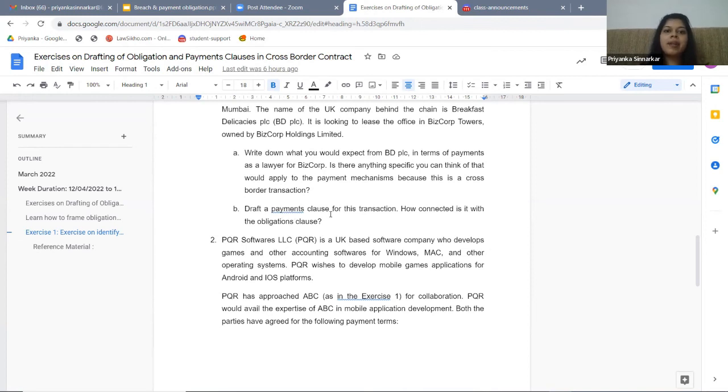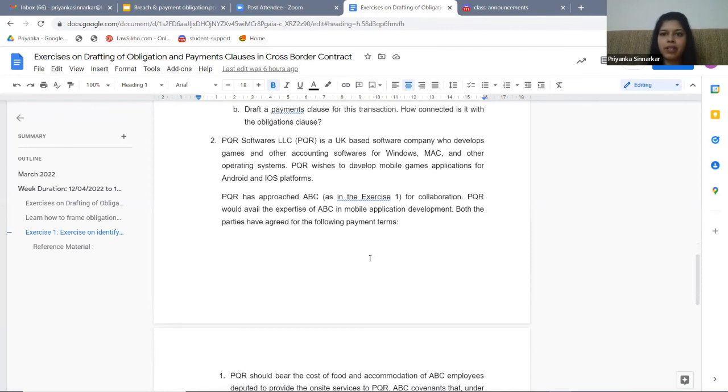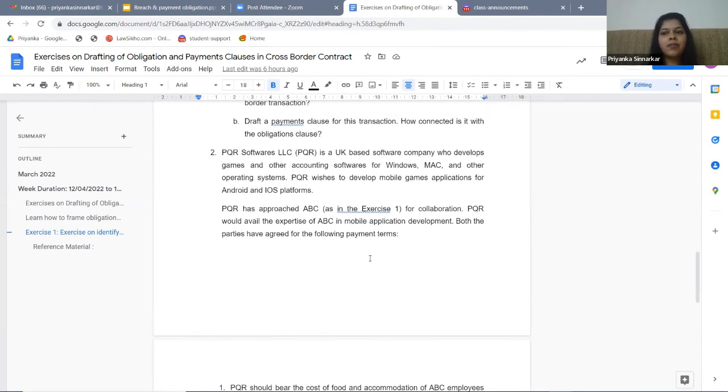Then draft a payments clause for this transaction and how it is connected with the obligations clause. So you know how to establish the relation, right? A specific performance and consideration. That is how you will go about it in the B section.